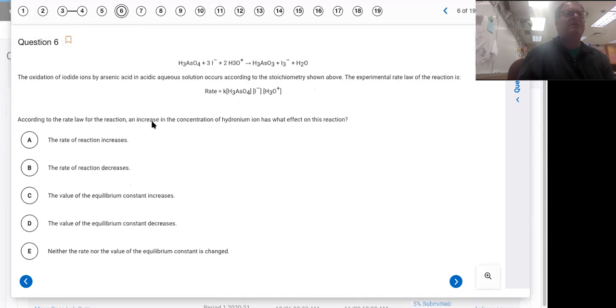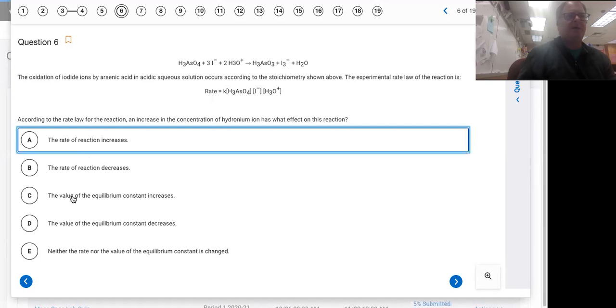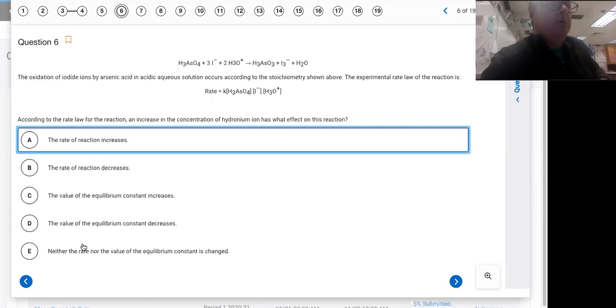According to the rate law of this reaction, an increase in concentration of hydronium, well, it is first order. If this were zero order, an increase in concentration would not have an effect on the rate. So if we do increase this concentration, the rate should increase. Not valid for this. Neither the rate nor, yeah, not valid for this.